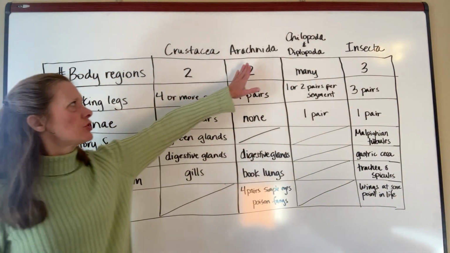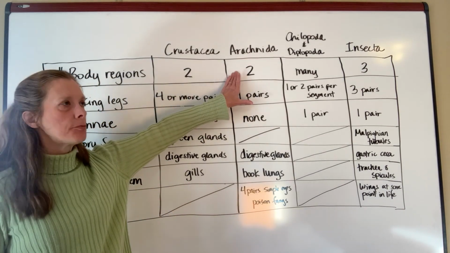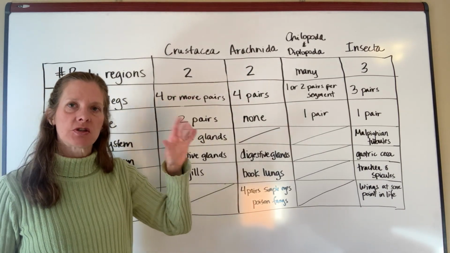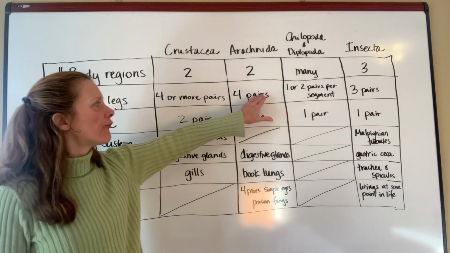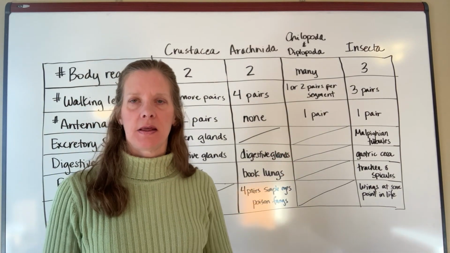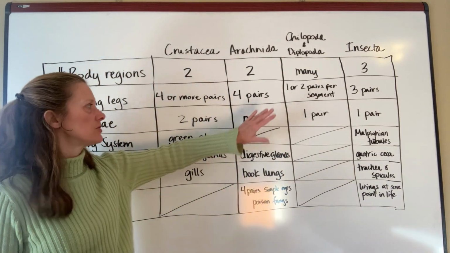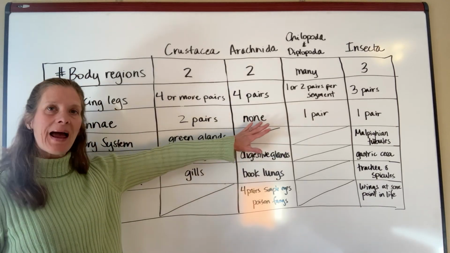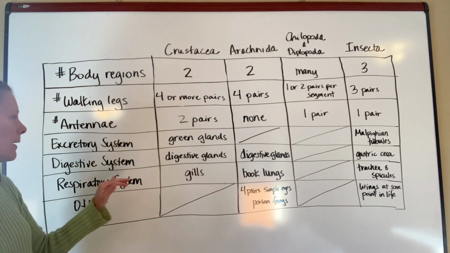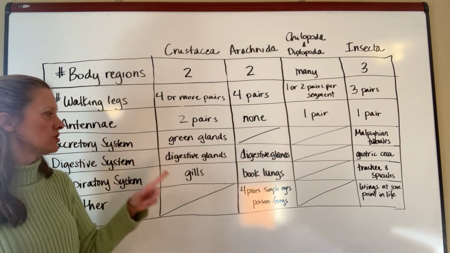Then when we get into the arachnids, the spiders, they have 2 body regions, just like the crustaceans do, the cephalothorax and the abdomen, 4 pairs of walking legs. Everybody knows that spiders have 8 legs, so that's, again, something that wasn't surprising to you, I'm sure. They do not have any antenna. They also have digestive glands, just like the crustaceans did.